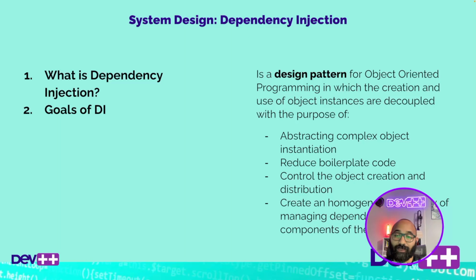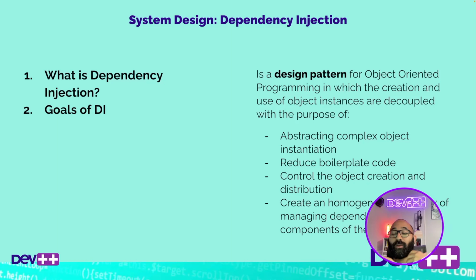With that being said, the direct consequence of that is reducing the boilerplate code, meaning that all those instantiation procedures that you have to do, you have in one place and you just reuse it through a component of the pattern that is called the injector, which is responsible for injecting those instances where they should be.